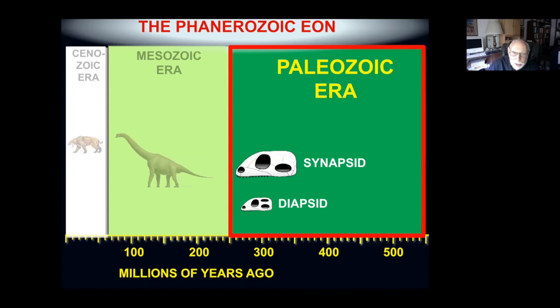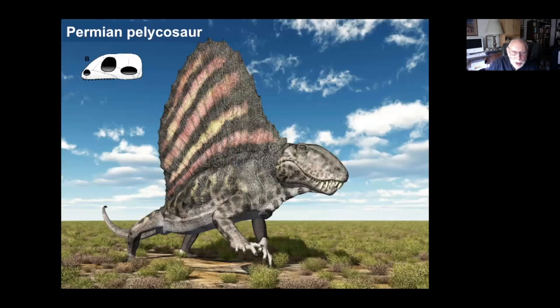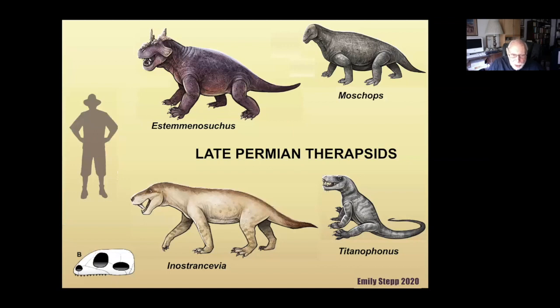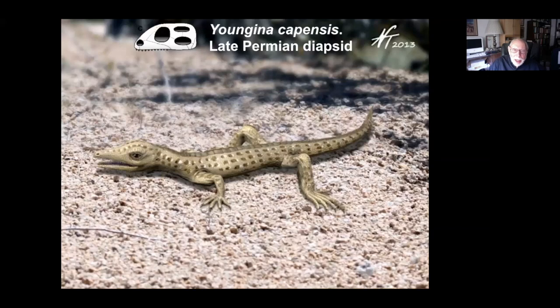As we went into the Permian, the last period of the Paleozoic, the synapsid reptiles dominated. That's the same kind of skull we have today. The big sailback lizards, the pelycosaurs, died out before the end of the Permian, but they were replaced by therapsids, which were sort of mammal-looking in some respects, but were still really reptiles, and some very strange and very large creatures at the end of the Permian. And the diapsids, with two holes in the skull, were basically small lizards at that time.